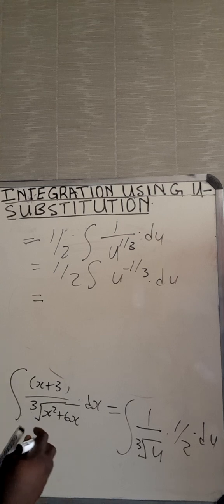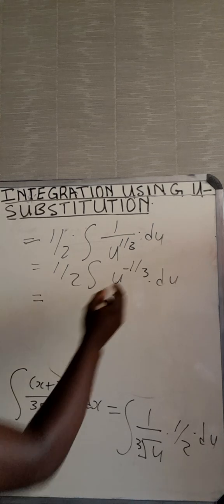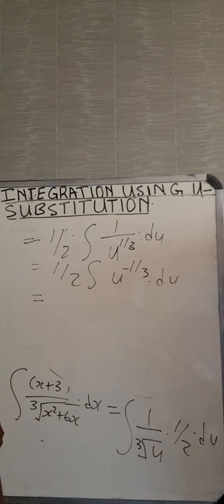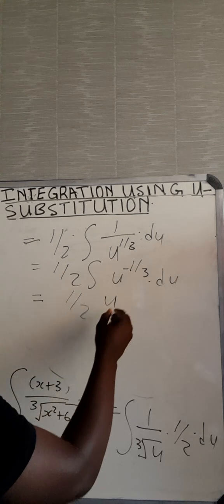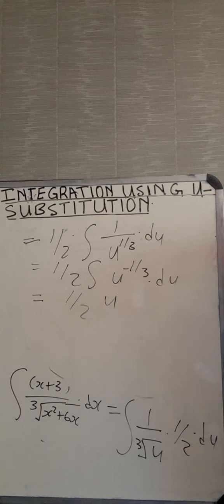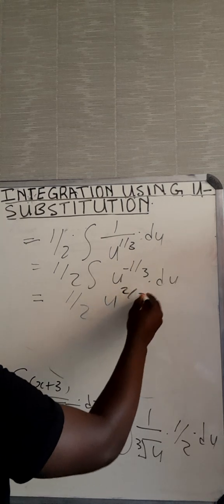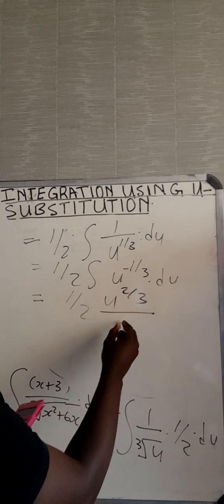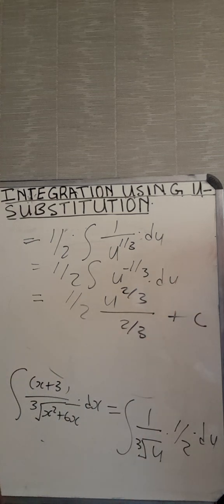So what is this equal to? We can use the normal power rule. We add 1 to that exponent, so it's 1 over 3 plus 1, which would be 4 over 3, divided by that exponent, plus a constant. So when you integrate that, you get that.